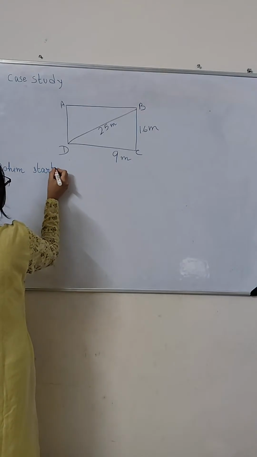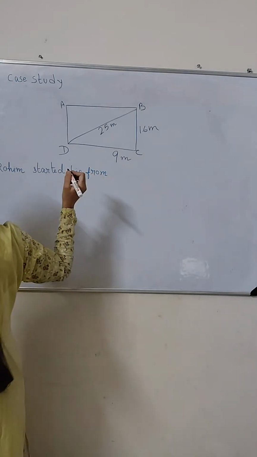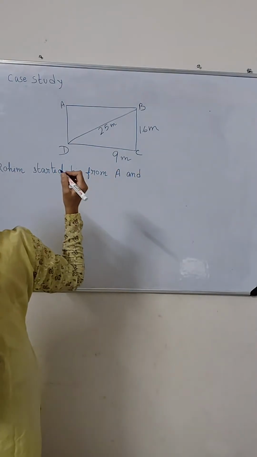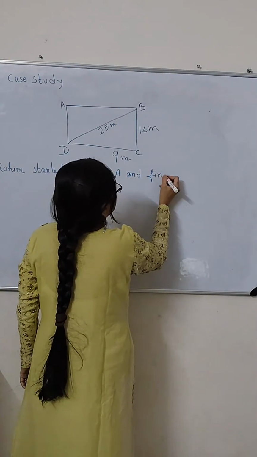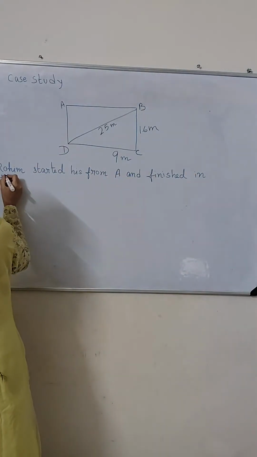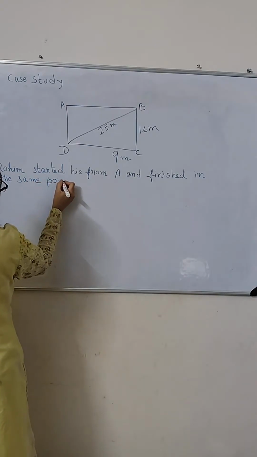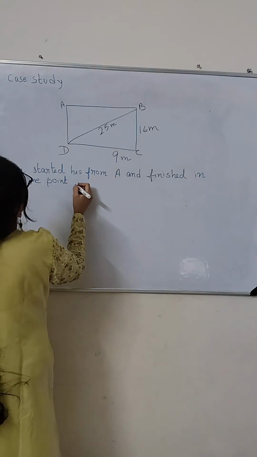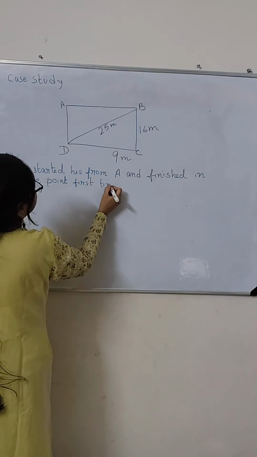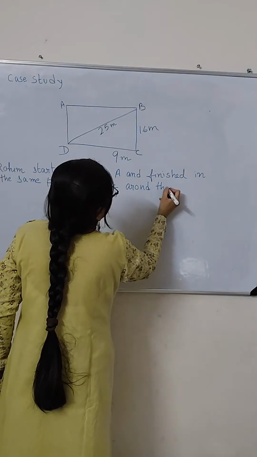Rahim started his journey from A and finished in the same point. First time, around the park.